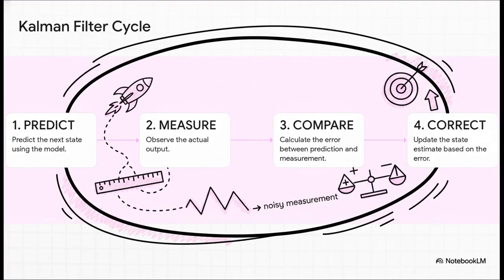First, it uses its model to predict where the system is going to be next. Then, it takes an actual measurement from the real world. Next, it compares its own prediction to that noisy measurement to see how wrong it was. And finally, this is the magic part, it uses that error to correct its internal guess, making it even more accurate for the next time around. It's constantly learning and self-correcting.